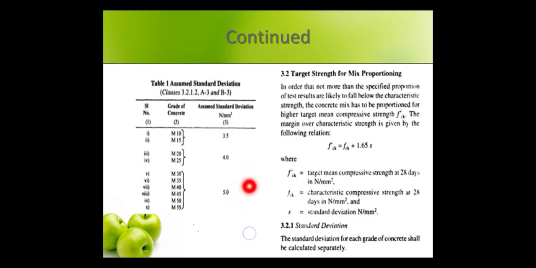Our problem has M30 grade concrete, so our standard deviation will be 5. You have the formula also in the code book, you can see here: fck dash is equal to fck plus 1.65 S. Here fck dash is the target mean compression strength for 28 days, and fck is the characteristic strength for 28 days. So the target mean strength also you need to calculate, and for that you require the characteristic strength.